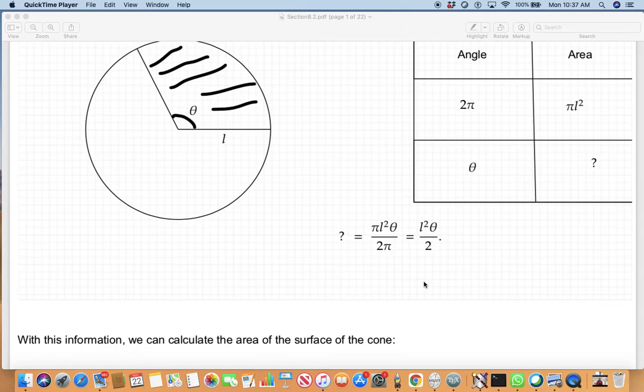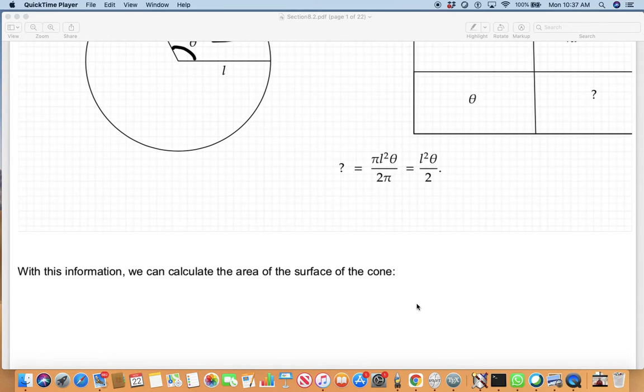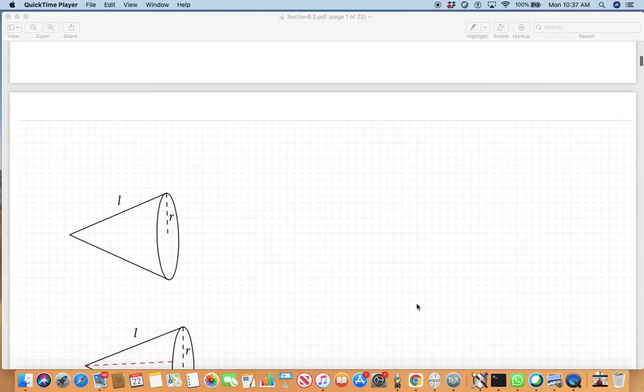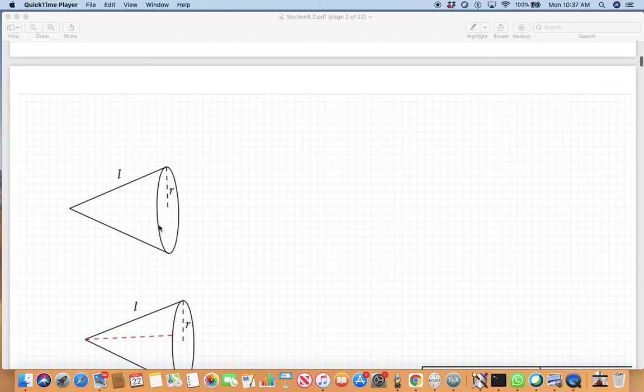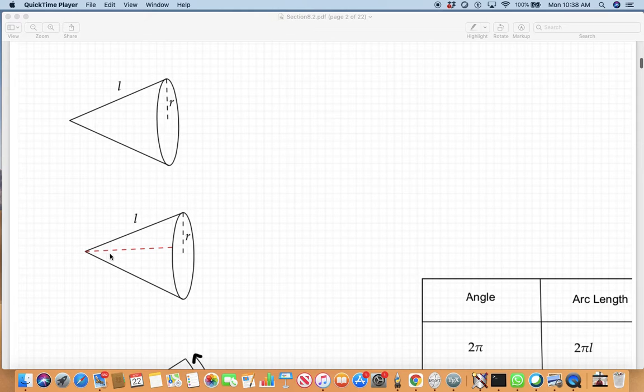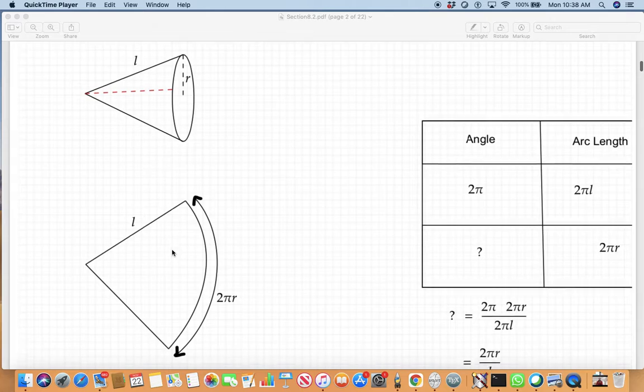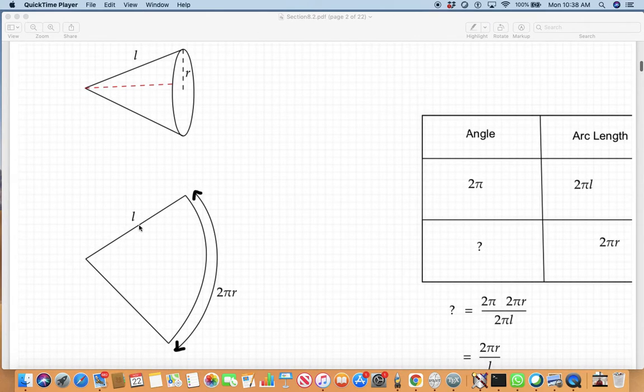With this information, let's find the area of the surface of a cone. Here is a cone with base radius r and the oblique length L. Suppose I cut my cone, then it opens, unravels with the side length of L, and this arc length is 2 pi r. Why is it 2 pi r? Because it is the circumference of the circle. So that is 2 pi r.